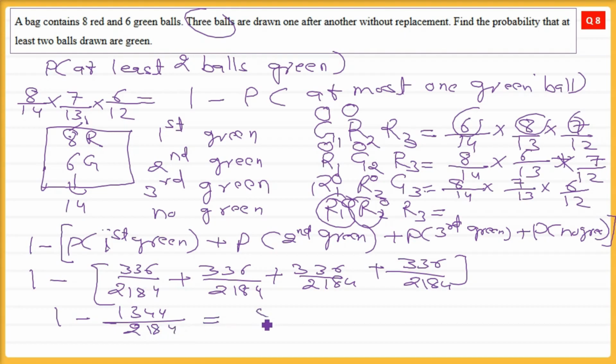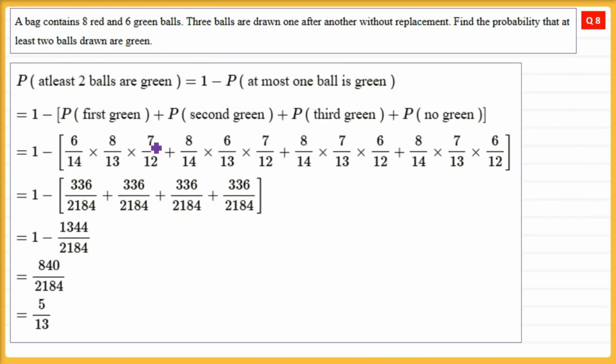You subtract it from 1, 5 by 13 is going to come. So this was a good question. It has to be done like this. Okay, this is how you are going to write.